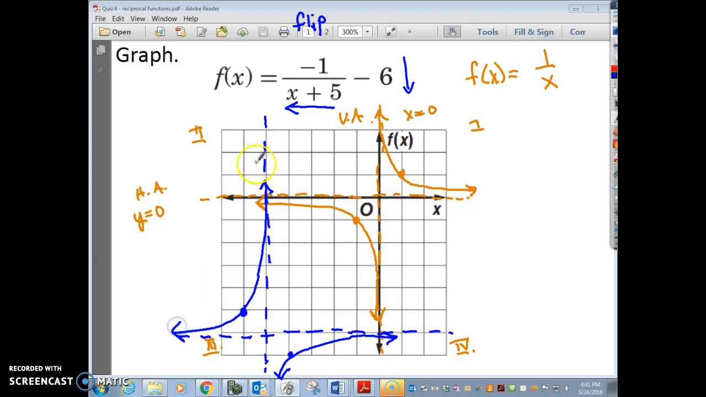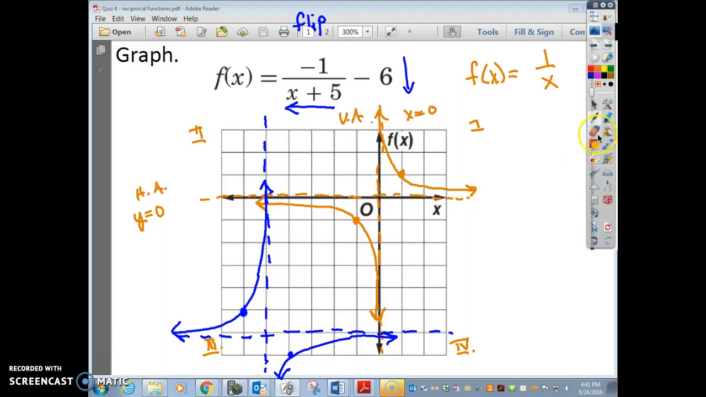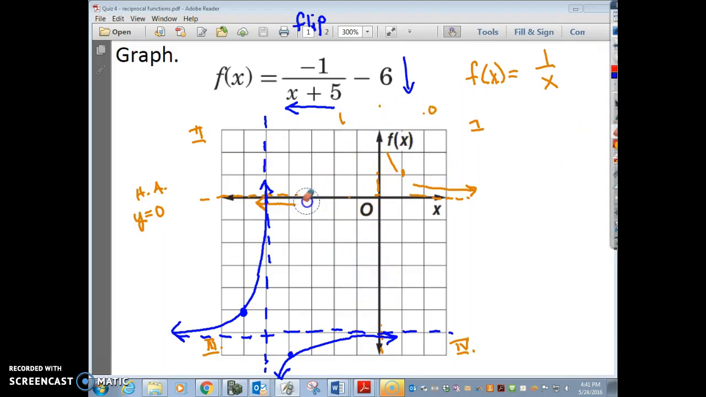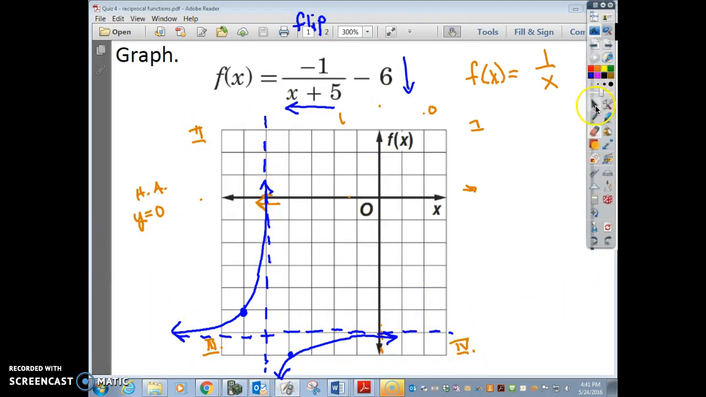And that is it. The blue one is the final one. The blue one is the graph for this equation right here. Okay, do you see that? The two asymptotes, this is the graph right there.